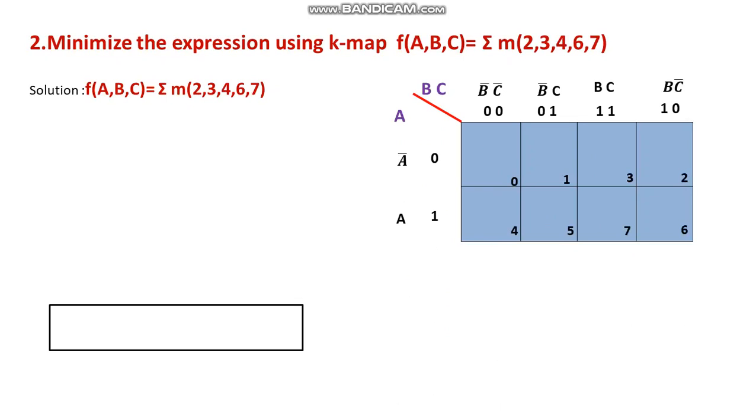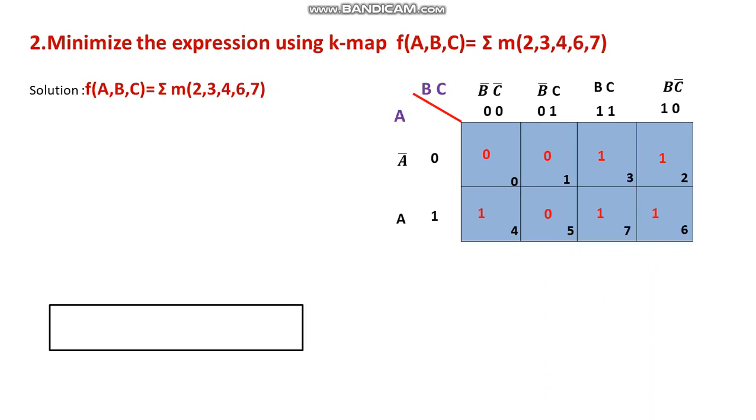Okay, right. Now, what is given there? Summation of m 2, 3, 4, 6, 7. It is an SOP expression. So we will fill ones in 2, 3, 4, 6, 7. In the remaining cells, we will fill the zeros, right? So I have placed ones in 2, 3, 4, 6, 7. In the remaining cells, I have placed the zeros. Now we will group the cells.